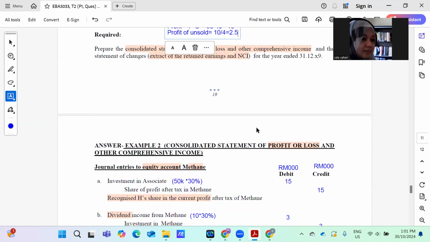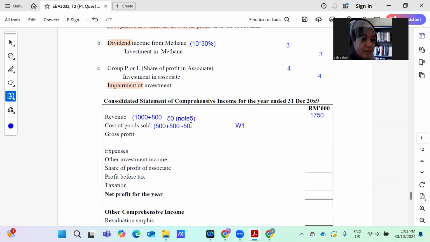So you need to plus here in this equation. You need to plus the 2.5, the profit from the unsold part. So in the end, after you plus and minus here, the equation in the bracket, you will get 1052.5. And of course, less revenue, less COGS, you will get gross profit. So we will get a balance of 697.5.